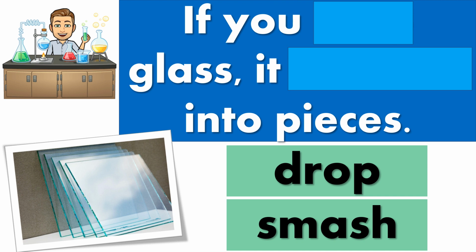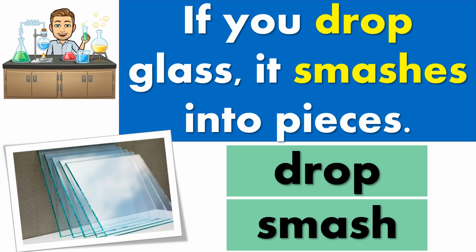Okay, let's try this one with drop and smash. Can you use drop and smash to finish this zero conditional sentence? Okay, if you did it right, drop is the first verb, and with you, we don't need the S, but in the second one, we will need the S on smash, or actually ES, because smash ends in SH, so we need the ES for this verb. Now say it after me. If you drop glass, it smashes into pieces.